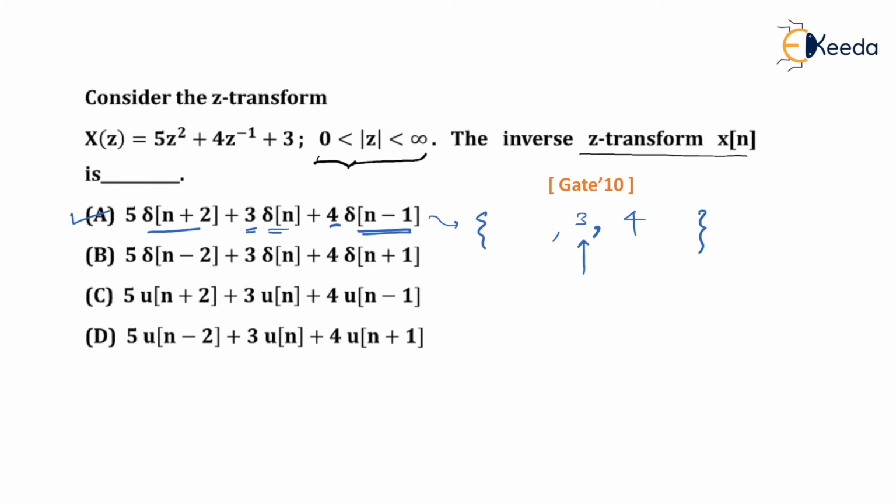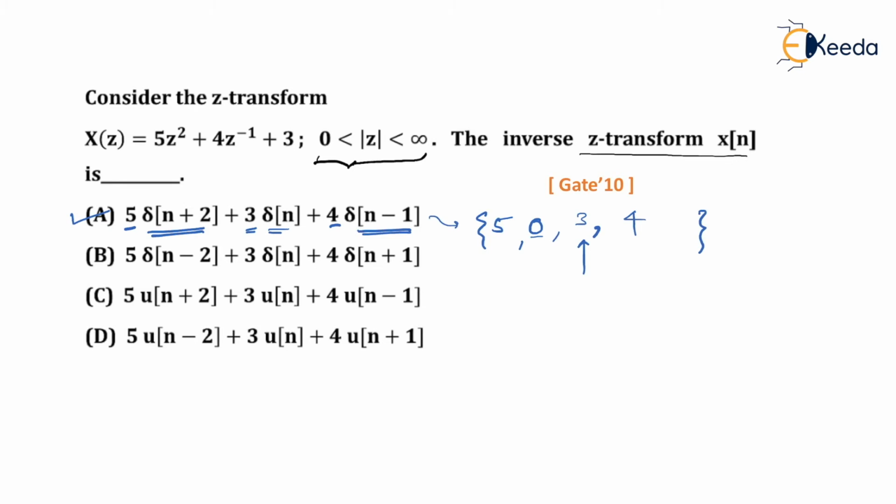Secondly, we have del of n plus 2. Please understand, del of n plus 2 means impulse function present at n equal to minus 2. So when I say n equal to minus 2, it means n equal to minus 1 sample is missing here. So it will have 0. And at n equal to minus 2, it has magnitude as 5. Then this is the actual sequence of x of n.